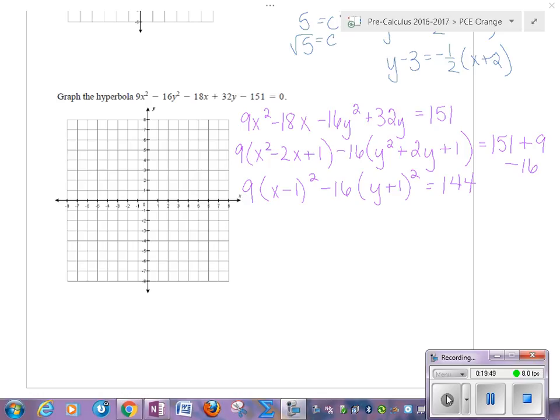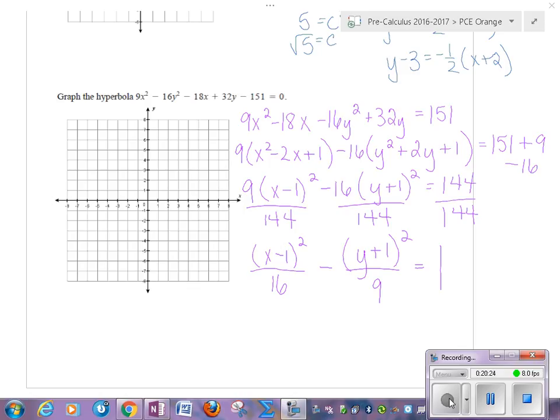All right, so after you factor out your a value, you complete the square, you should be at a point, or if not further, 9 times the quantity x minus 1 squared minus 16 times the quantity y plus 1 squared equals 144. Okay, so you should have at least gotten to this point. Now, in order to put it into standard form, it has to be equal to 1. So now we're going to divide everything by 144. So see if you can go ahead, divide everything, reduce, and come up with a final standard form answer.